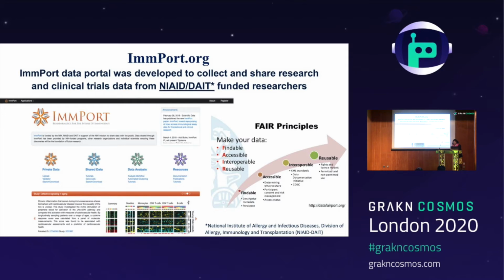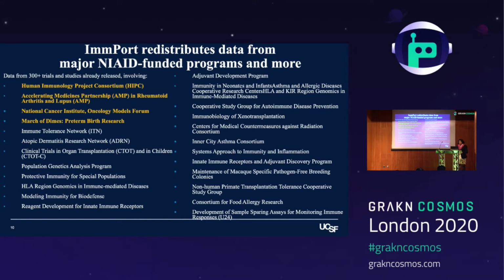In the next few slides, I'm going to spend a few minutes on ImmPort. So where is this data coming from? ImmPort redistributes the data from the major NIAID-funded programs. We have about 30+ programs submitting the data, and these are the big consortiums sharing the data, like the Human Immunology Project Consortium, and then we have AMP, which is Accelerating Medicines Partnerships for Rheumatoid Arthritis and Lupus. So we are getting a lot of data for autoimmune diseases, cancer, and also for preterm birth research, and the list goes on.